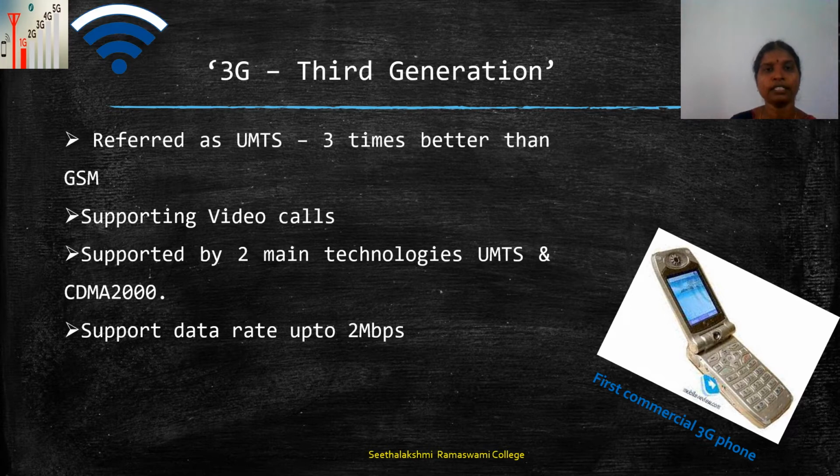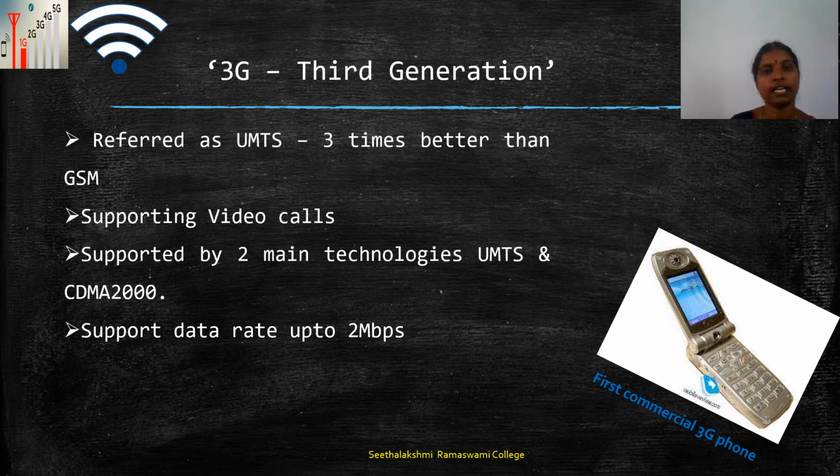To frame the international standard for 3G cellular networks, the International Telecommunication Union, that is ITU, signed the International Mobile Telecommunications 2000 in the year 1999. Thereby, 3G was supported by two main technologies, UMTS and CDMA2000, with the support of 3GPP and 3GPP2 respectively.